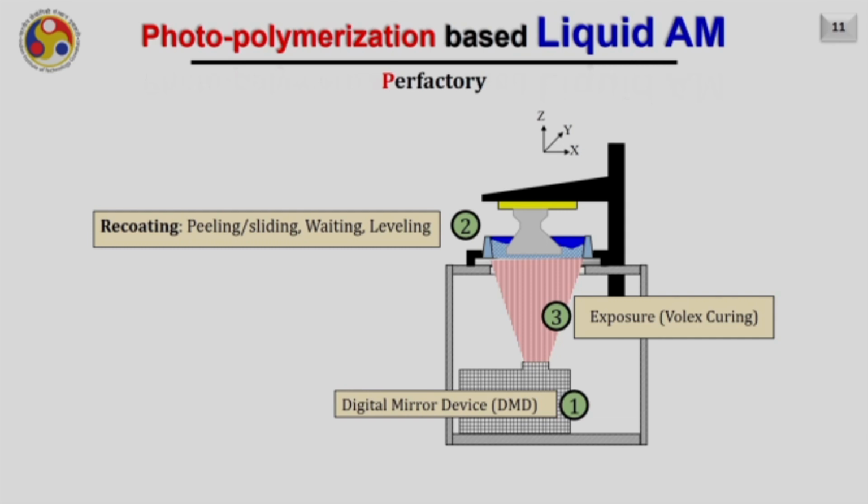So, now let us discuss a few things in detail, such as the recoating, which includes the peeling or sliding, waiting till the liquid material gets settled, and leveling. Also, number 3, which is the exposure. It is also called in this case voxel curing. And also, we shall discuss the digital mirror device, that is DMD.